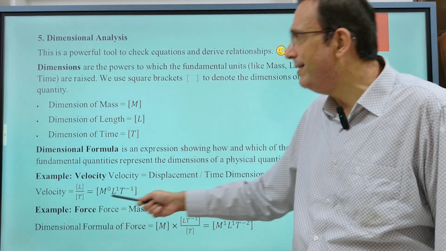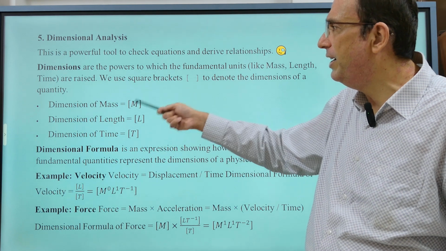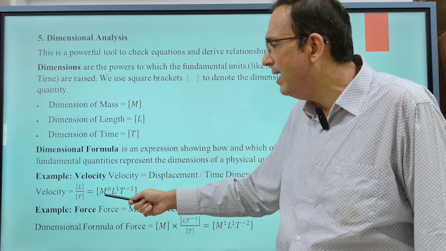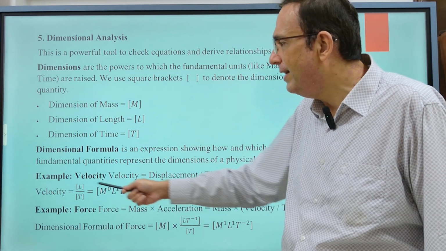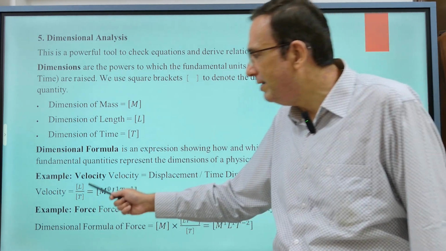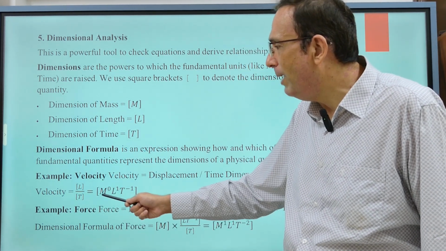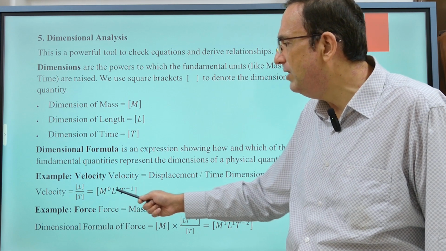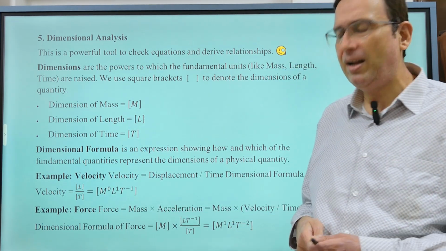And so you can express it in terms of three fundamental quantities: mass, length, and time. So mass has got a power 0, length has got a power 1, and time has got a power -1. So this is the dimensional formula: [M^0 L^1 T^-1].